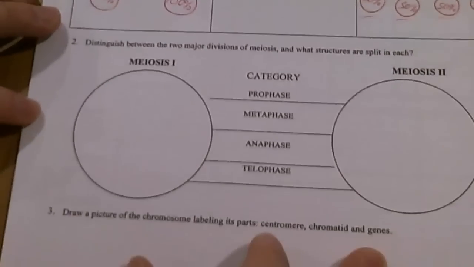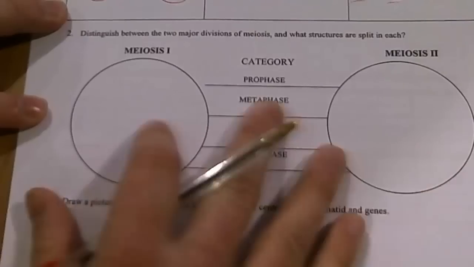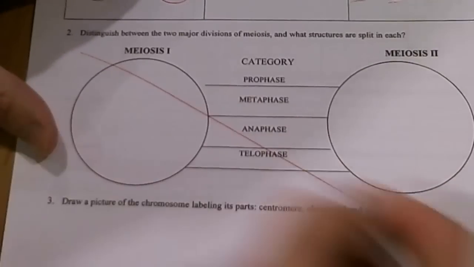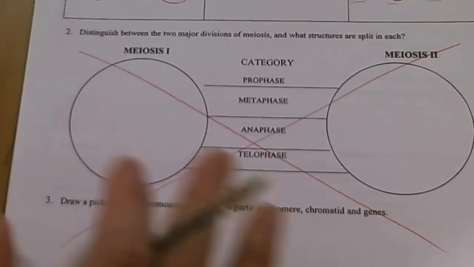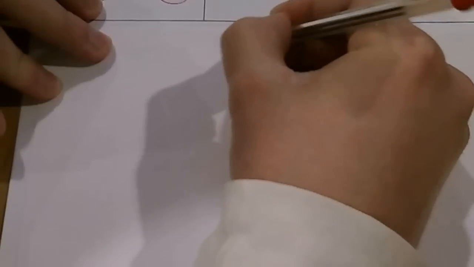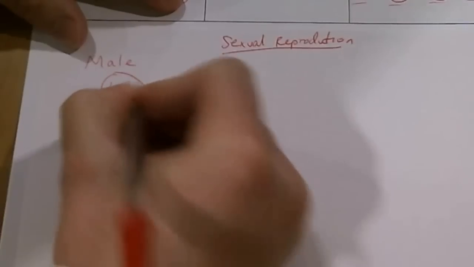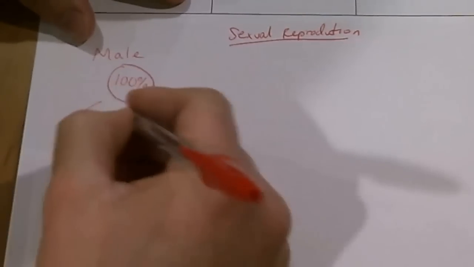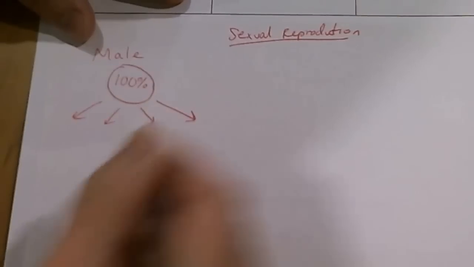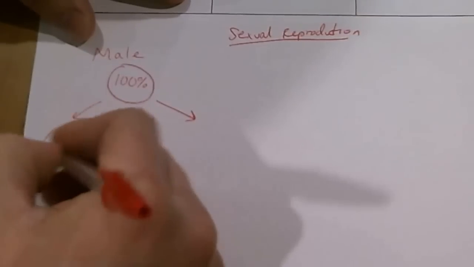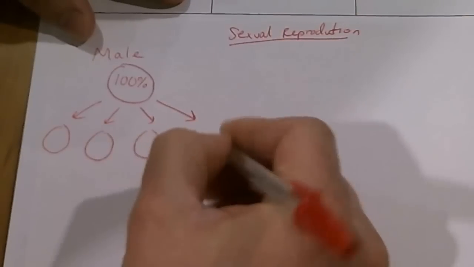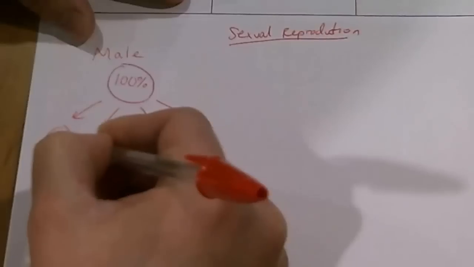Down here, guys, you'll notice this. Although doing something like this is really valuable, I'm going to go ahead and cross this out, and I'm going to do something a little bit different and show you guys kind of how sexual reproduction works. Well, as I've just discussed, we start with a male, and we start with a cell that has 100% of the DNA. And that cell is going to have to go through a process called meiosis, and it's going to produce 4 cells, each that has 50% of our DNA.